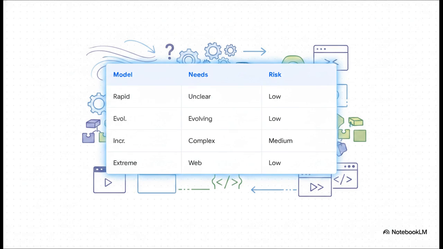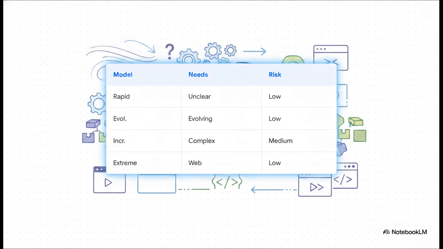First, if requirements are highly unclear and you need fast exploration to prevent unnecessary design faults, you're going to lean toward rapid throwaway. On the flip side, if requirements are constantly evolving and the goal is to save time compared to building from scratch every single time, well, evolutionary is your choice, because it incrementally refines an initial prototype until it's approved.